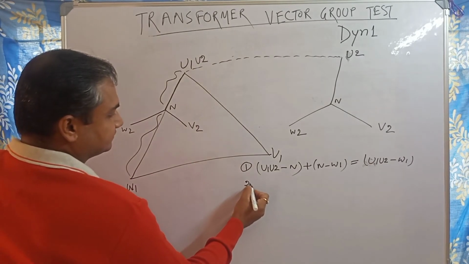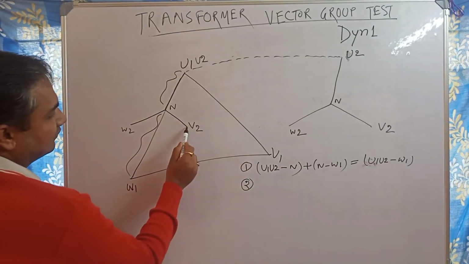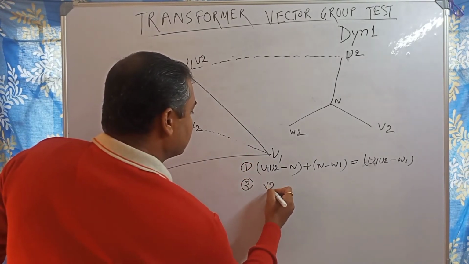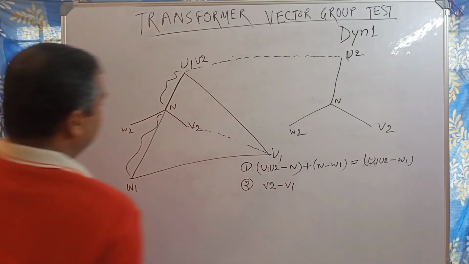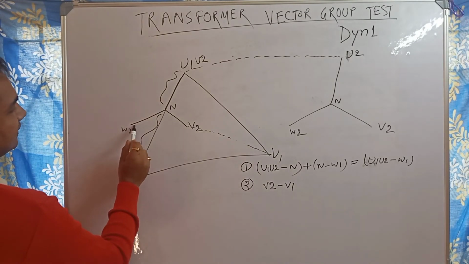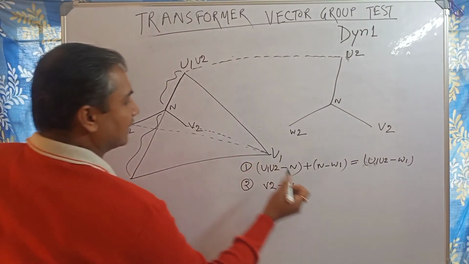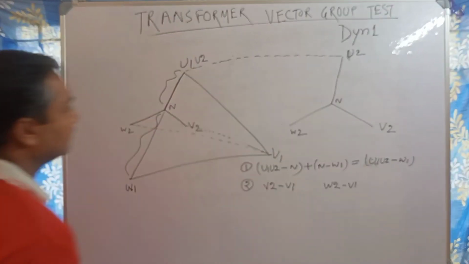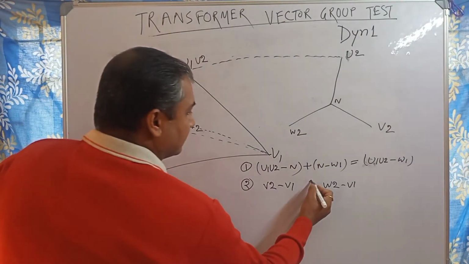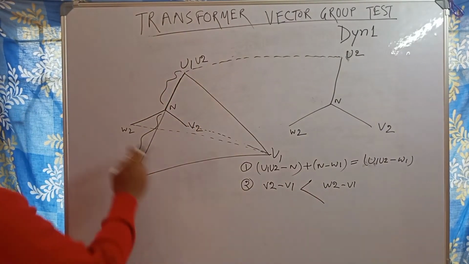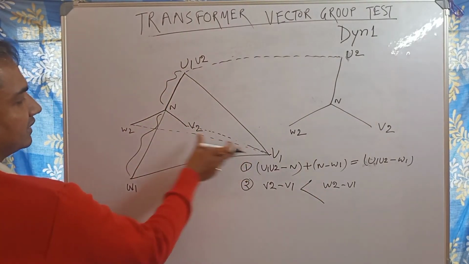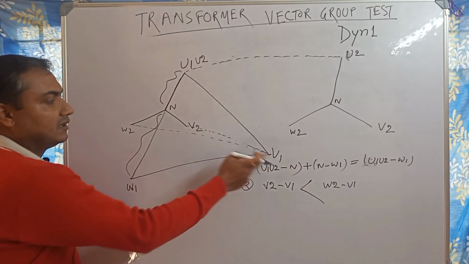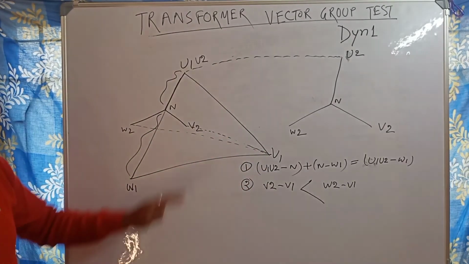Second, I will have to measure the voltage between V2 and V1. Also, I will measure the voltage between W2 and V1. And this should be greater than this. The voltage between W2 and V1 should be greater than the voltage between V1 and V2. This is the second condition.